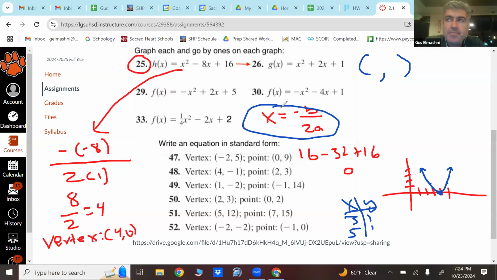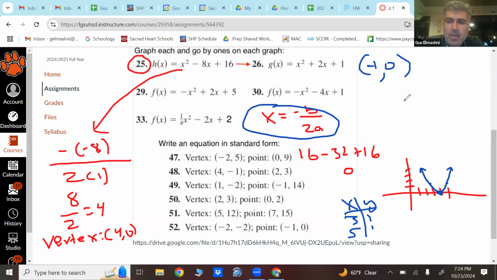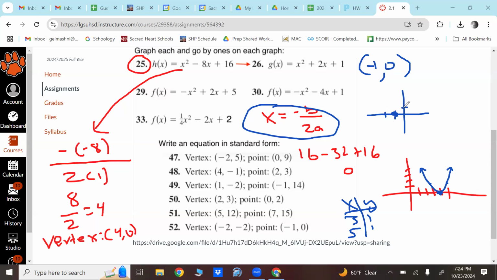So what do you get for your vertex? -1 and 0. Good. And then what would be the other points? 0, 1. 1, 4. That could work. But also you do want to do the left side also. -3 and 4. Yeah, or -2, 1. Yeah. There you go. Perfect.